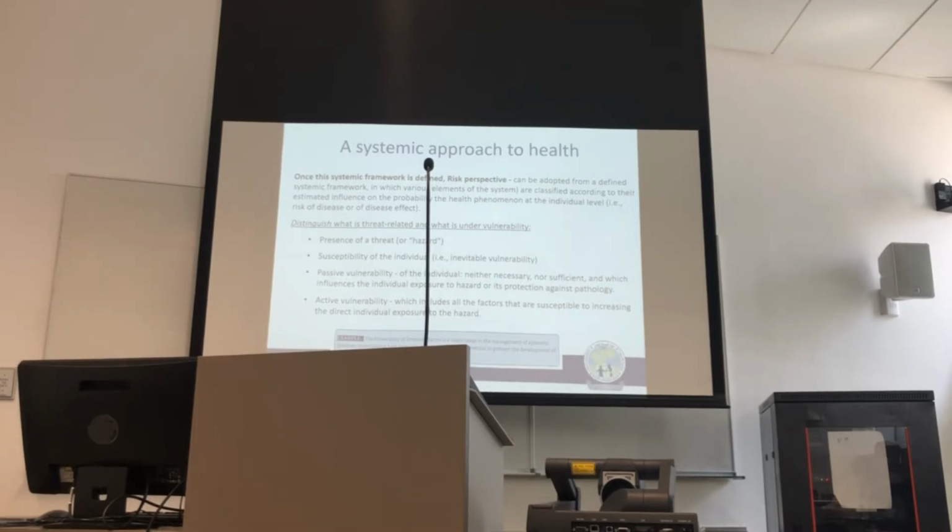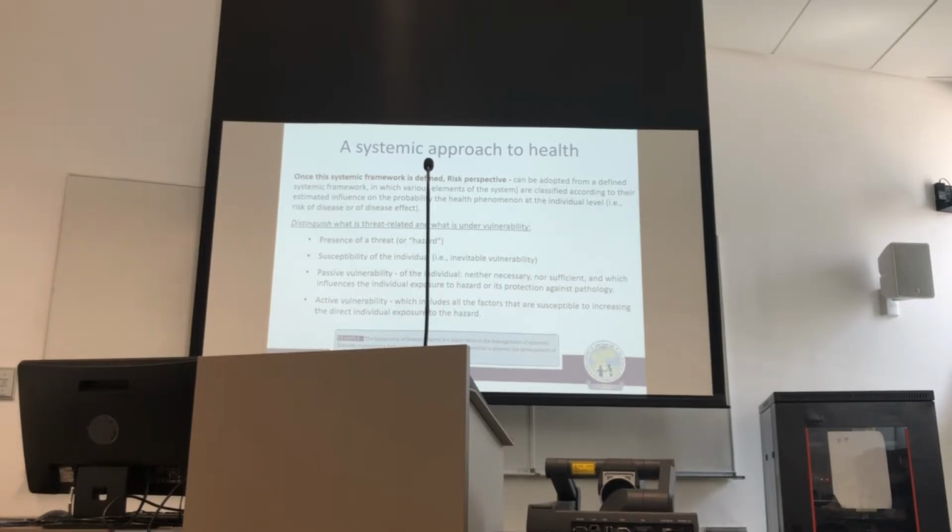Active vulnerability includes all factors that are susceptible to increasing direct individual exposure to a hazard, could be like cancer. Okay, people, you see what they do? They smoke heavily, they drink heavily, they don't exercise, they have the genetics. They do a lot of stuff. Unfortunately, a lot of our relatives got cancer because they were completely negligent, and that basically caused it.